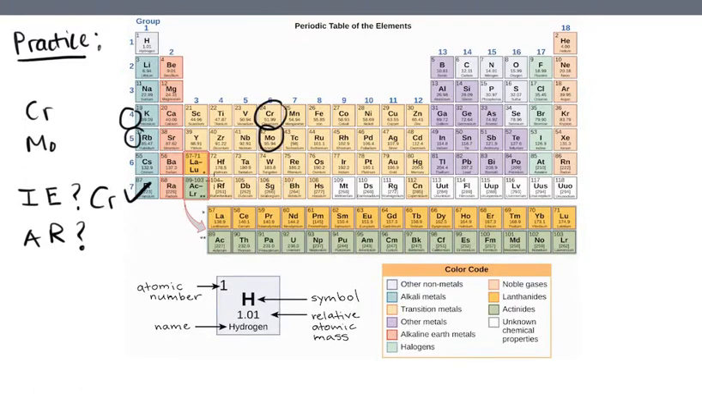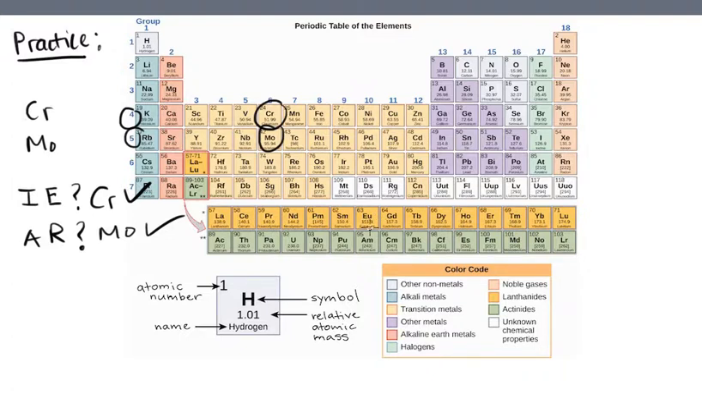But let's look at atomic radius. Atomic radius is the opposite. If you look at molybdenum, it has more energy levels. With more energy levels, it's bigger. So molybdenum has the greater atomic radius.